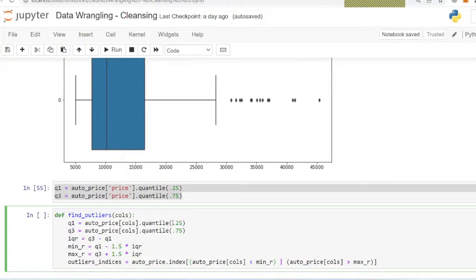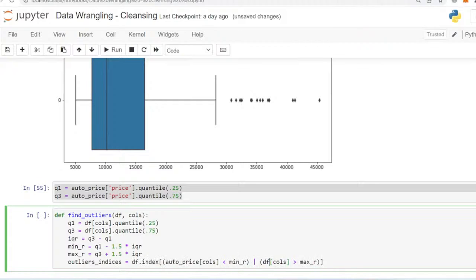Now in this case I have not passed the data frame name. If you wish, you can pass two attributes here: one could be df and the other your columns. Wherever we have written auto price, you can replace it by df, and then you have to pass your values accordingly. This will be a more customized function, which you can use as it is to find outliers in other data sets as well. It is taking two arguments.